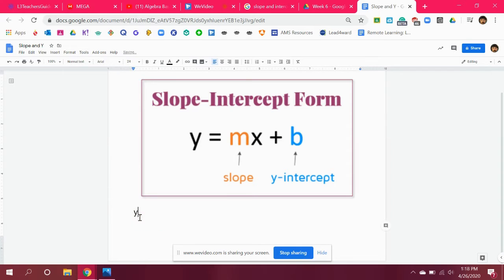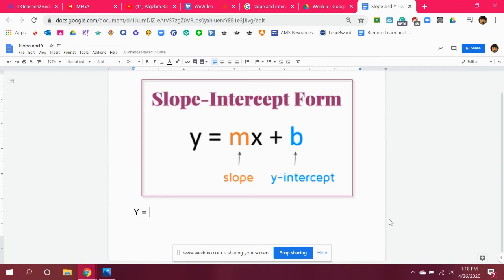Now look at this. What if I gave you this formula? What's my y-intercept? Yeah, it's just 5, because look, it's all by itself. There's nothing there. It's just 5. So all you do is just draw a line through the 5 on the y-axis. That's it.